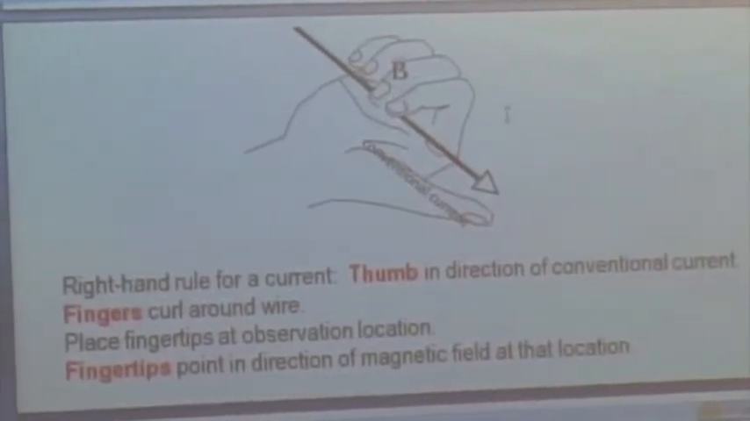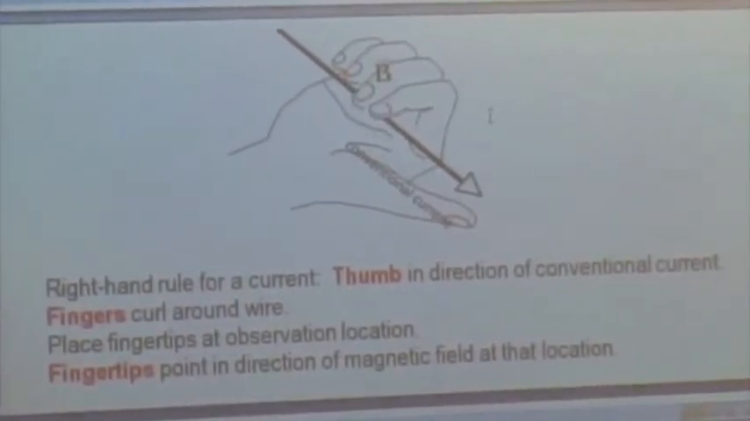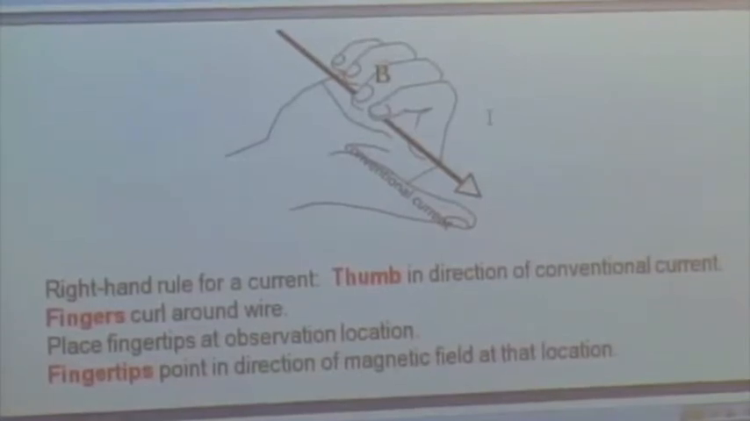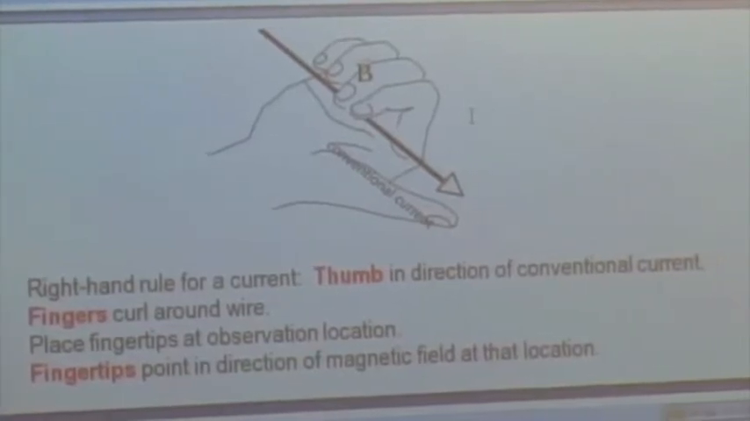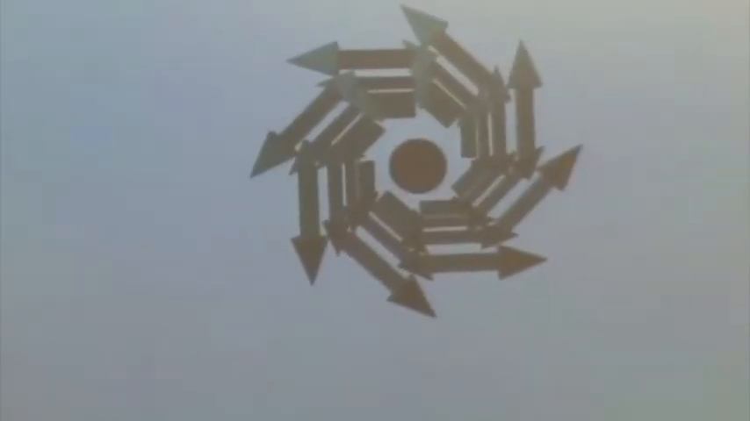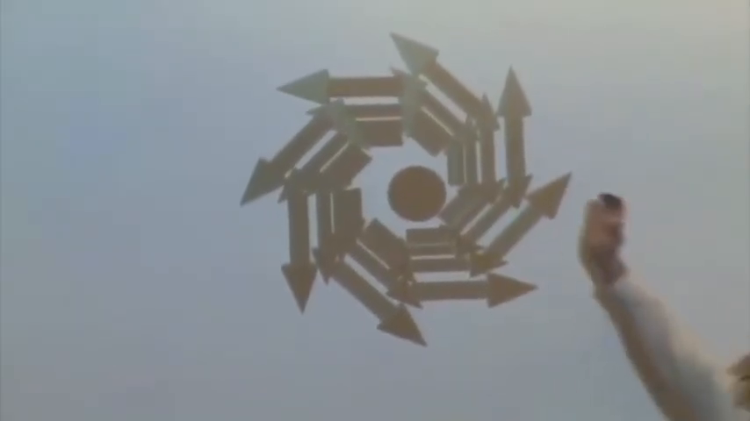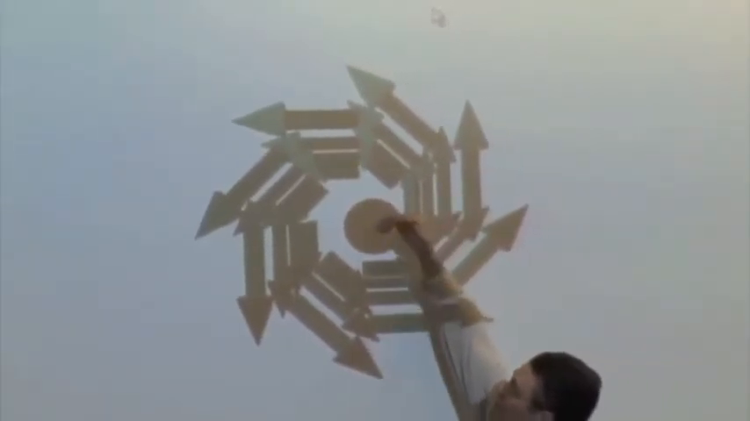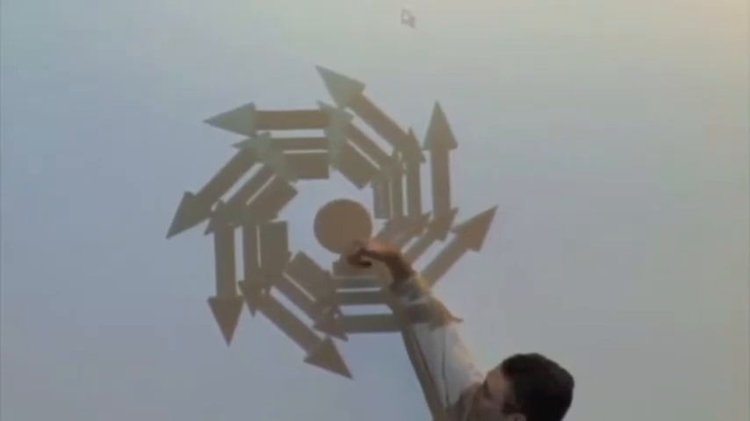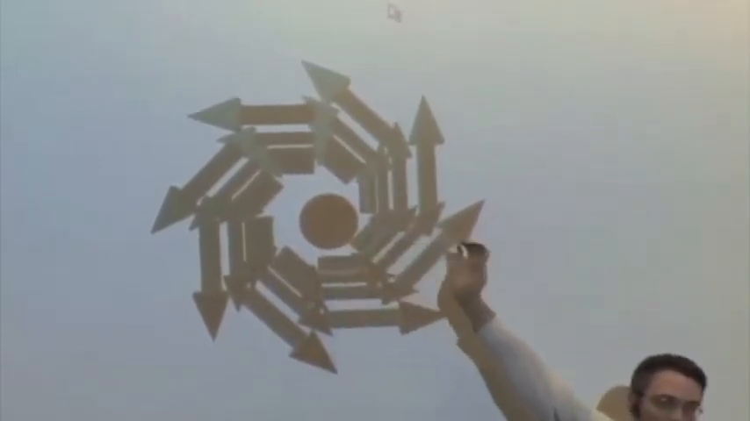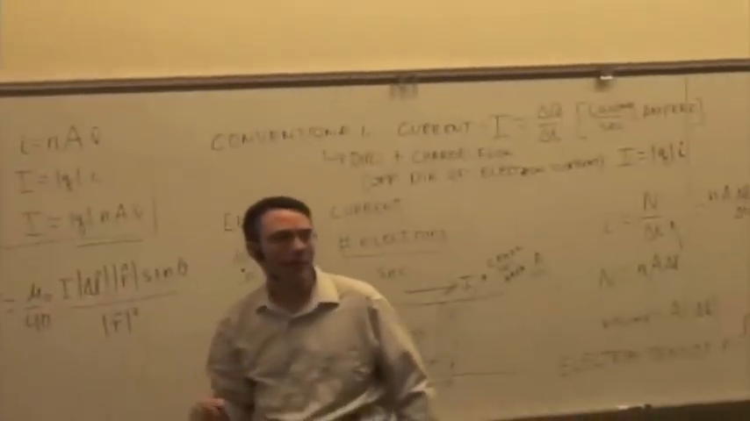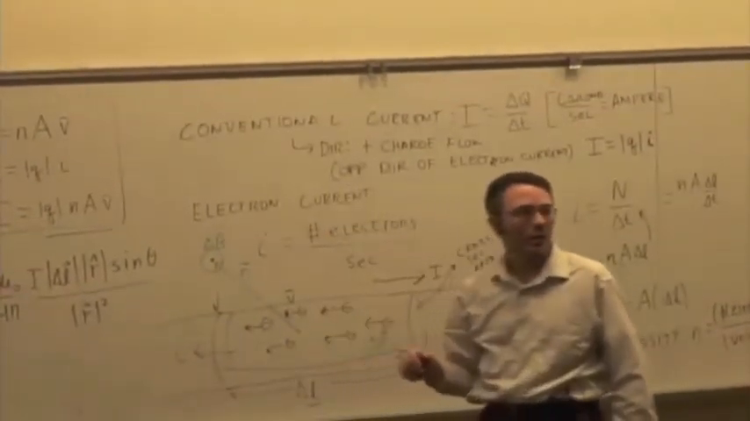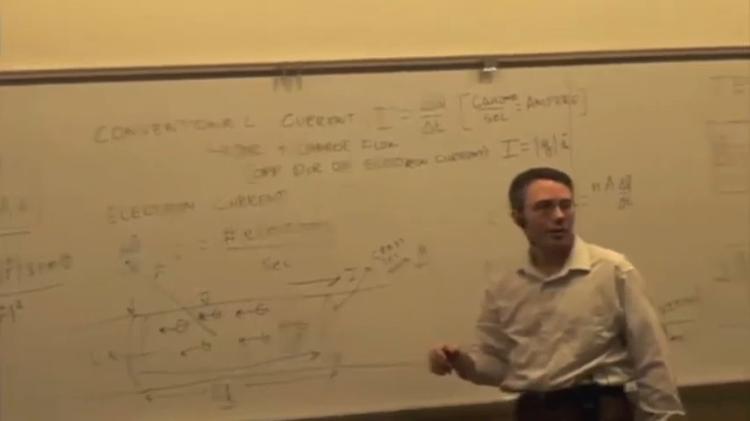And then to get the magnetic field at a particular location, it's where your fingertips are and how they're pointing, right? So if I go back to here, if I have my fingertips at the top, they're pointing to the left. If I curl my fingertips all the way around to the bottom, they're pointing to the right. Okay, so your fingertips essentially give you the observation location that you're interested in. Questions here?